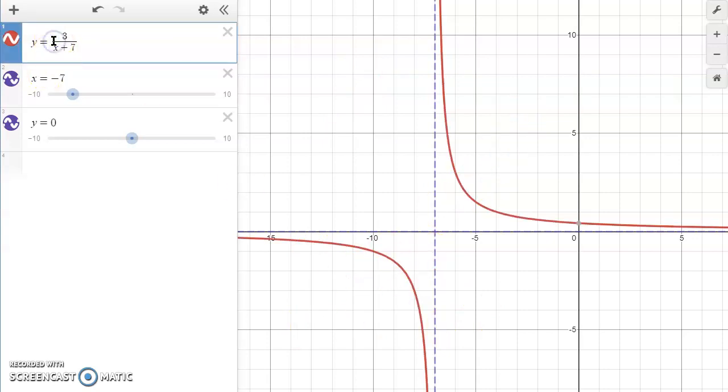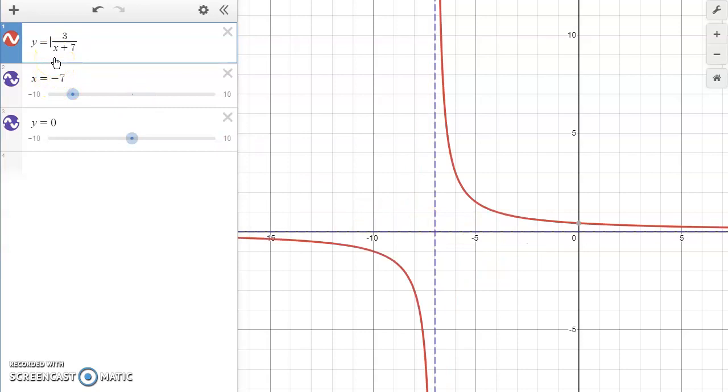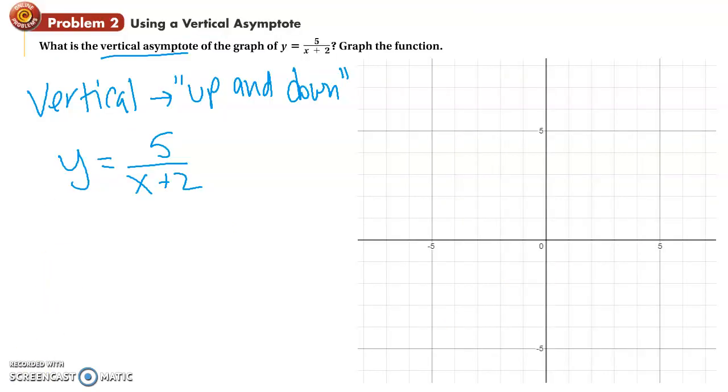If I had a negative function, like a negative sign in front of the whole thing, notice they flip in the opposite quadrants. All right, the asymptotes didn't change, but positive is in 1 and 3, and negative is in 2 and 4. All right, so I'm going to try to make this lesson as easy as possible, at least when it comes to graphing.